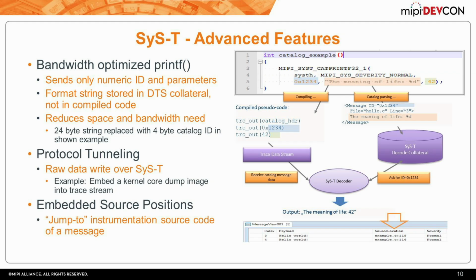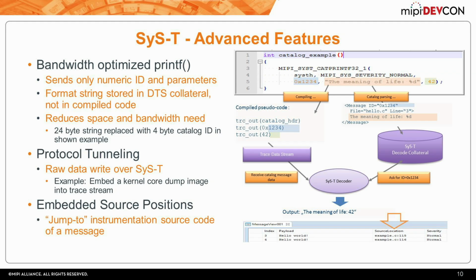And this is what we call catalog messages. It follows the printf signature for the function. So the developer writes almost the same thing as a genuine printf call, but at compile time, the static string actually vanishes from the code. It just evaporates, but gets stored in the decode collateral.